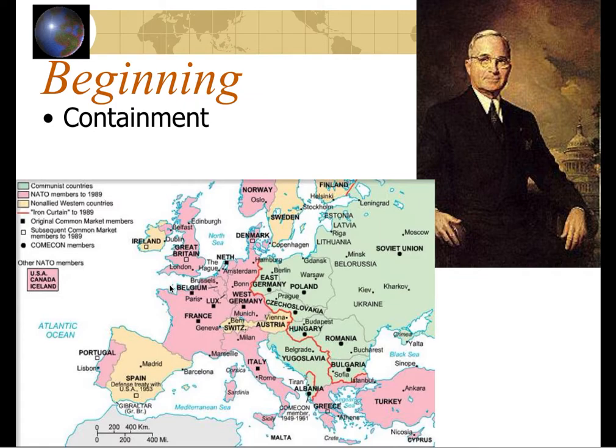So what we do instead is we announce that we're going to limit communism to where it already exists. We're going to stop it from spreading. And there are two sub-policies of this idea of containment. And one is the Truman Doctrine. So in 1947, Truman announces that he's going to provide military support to anti-communist forces in Greece and in Turkey.